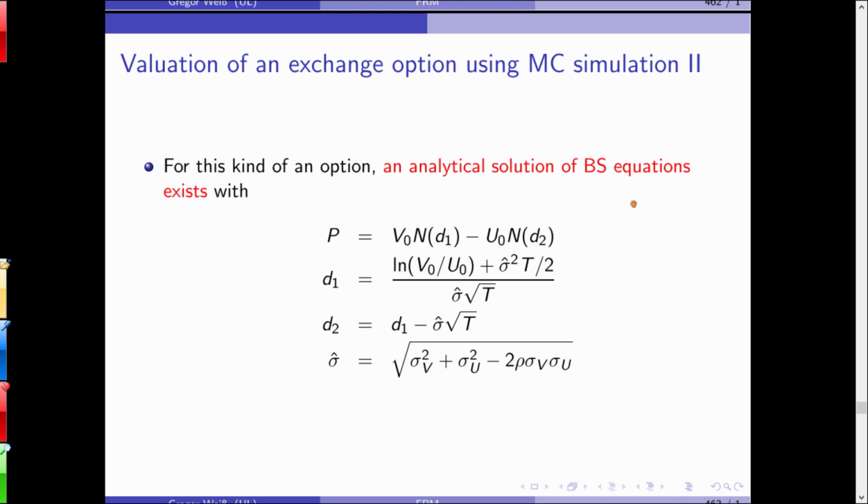There is an analytical solution in the Black-Scholes model for such an exchange option. And the analytical solution is given by the price is V0 times N(d1) minus U0 times N(d2), with d1, d2, and sigma hat as defined in here. Meaning that under the model assumptions of the Black-Scholes model, you do not need Monte Carlo simulation. You can simply plug your market parameters into this analytical solution and pricing formula.